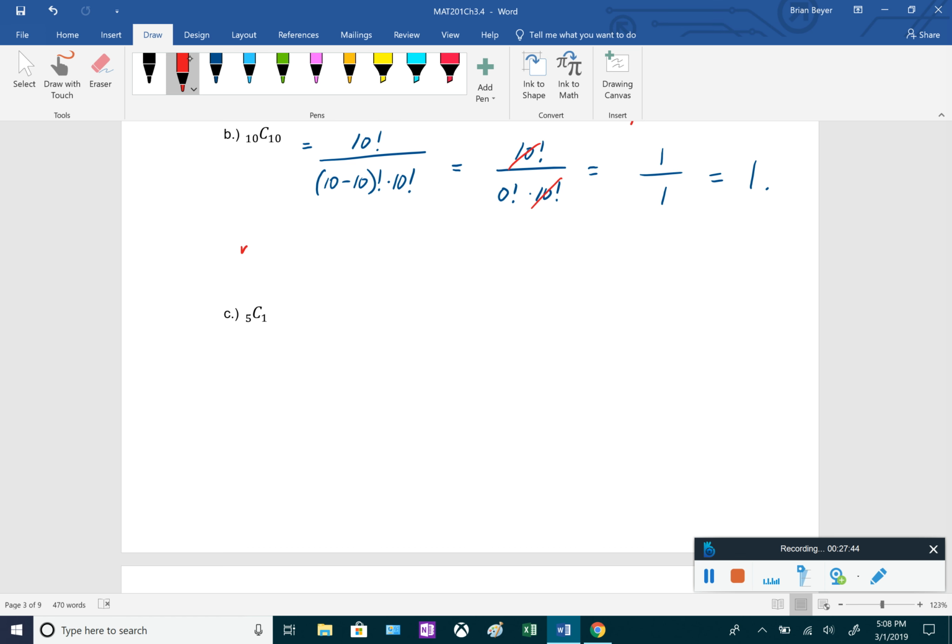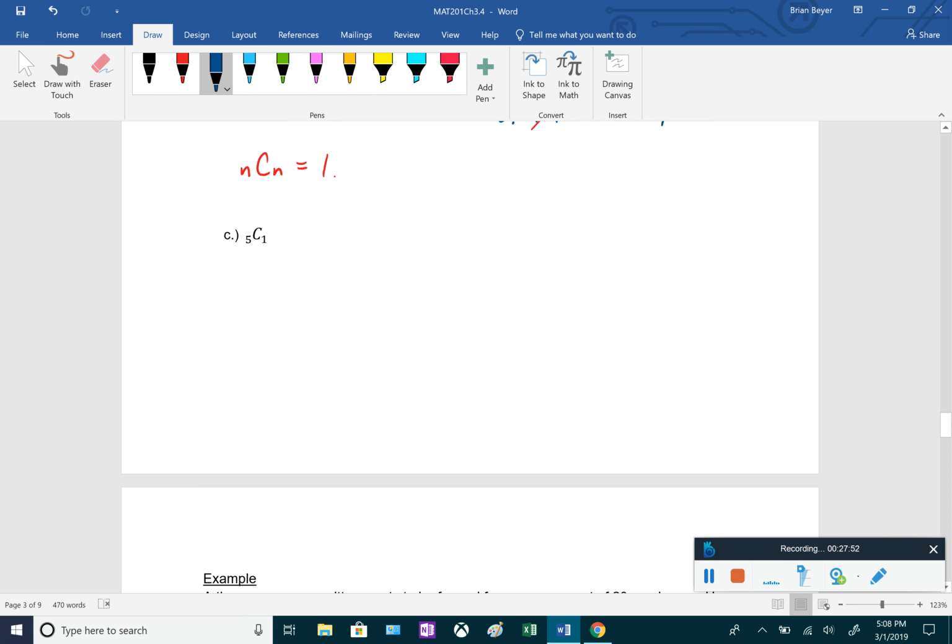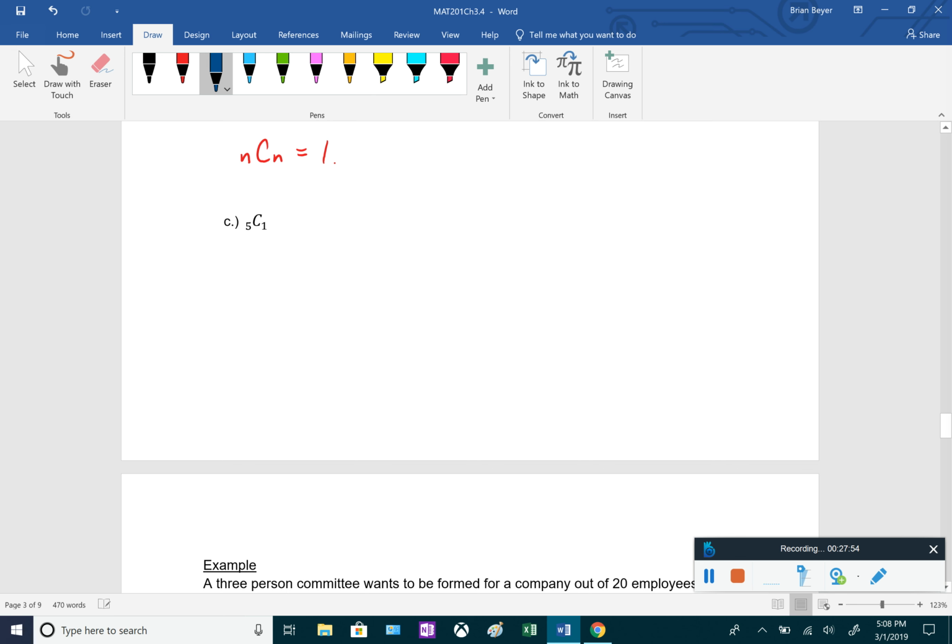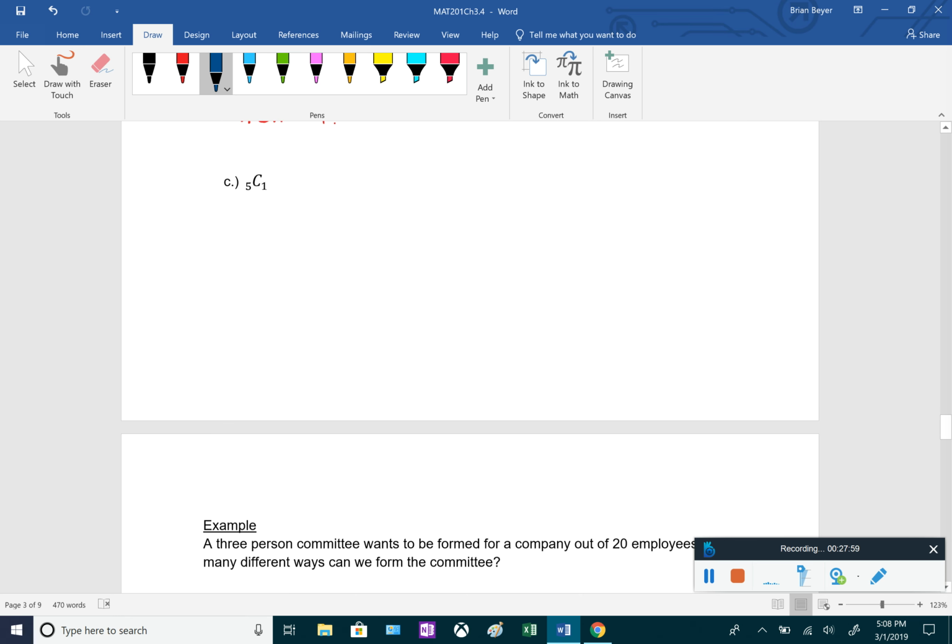So in general here, n choose n, where those are the same values, is always going to equal 1. It's not anything that you technically need to memorize because you could always do the example, do the problem.